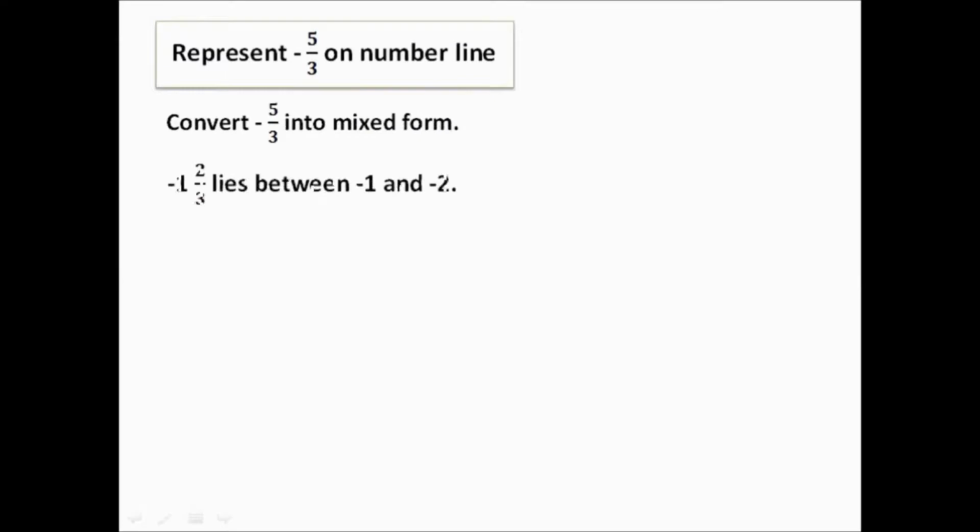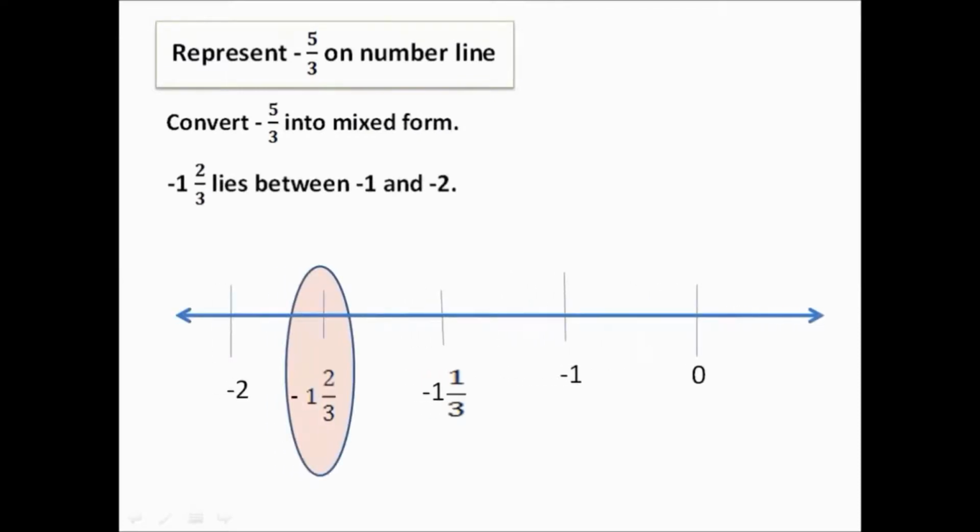Now, we represent minus 5 by 3 on number line. The same way, minus 5 by 3 is converted into mixed form, and we get minus 1, 2 by 3. The number lies between minus 1 and minus 2. The unit part between minus 1 and minus 2 is divided into 3 equal parts, and the second part is marked on the number line. I hope you have understood how to represent rational numbers on number line.